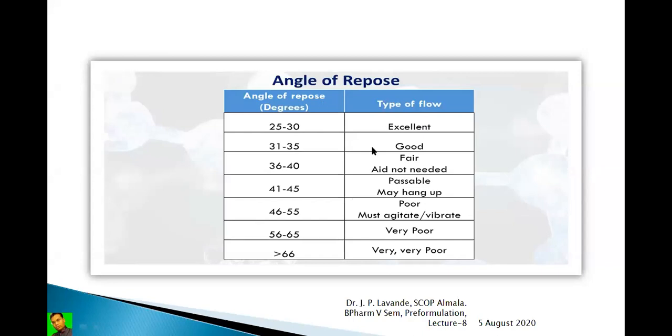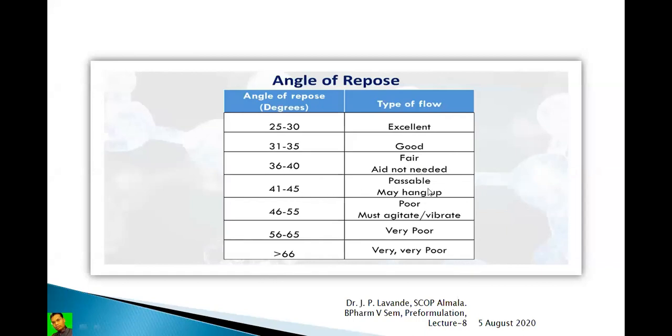So the powder material with the angle of repose 25 to 30 will be desirable in the pharma industry. If it is 31 to 35, we can say that it has good flow properties. And if the value goes beyond 36 onward, we can see that as the value moves from 36 onward, the flow property goes on decreasing. So if it is 36 to 40, it is fair.